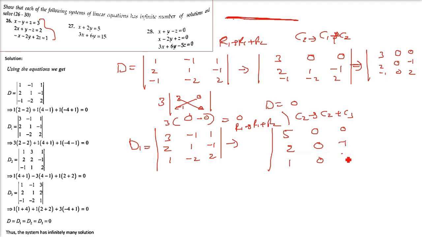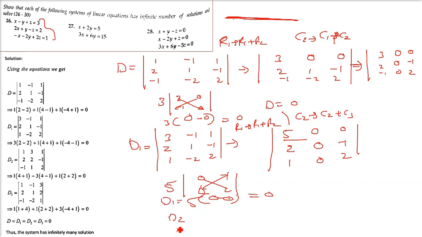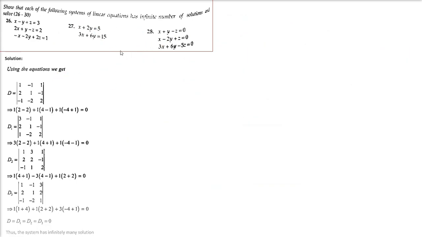Since one of the columns is 0, that means the determinant is 0. If you want to open it, you can open it. Otherwise, one of the columns is 0. That's simple. In the first one also, D, the second column was 0. It's a property: if one column or one row is 0, the determinant is 0. D is 0, D1 is 0, D2 is 0, D3 is also 0. When all of them are 0, it means an infinite number of solutions. This is how we do it.